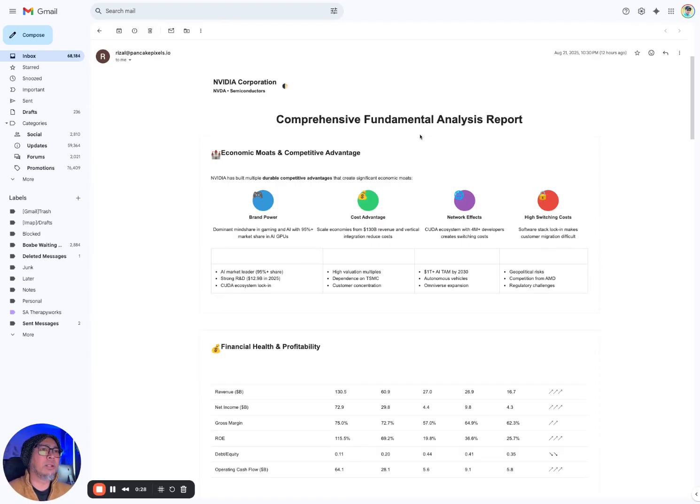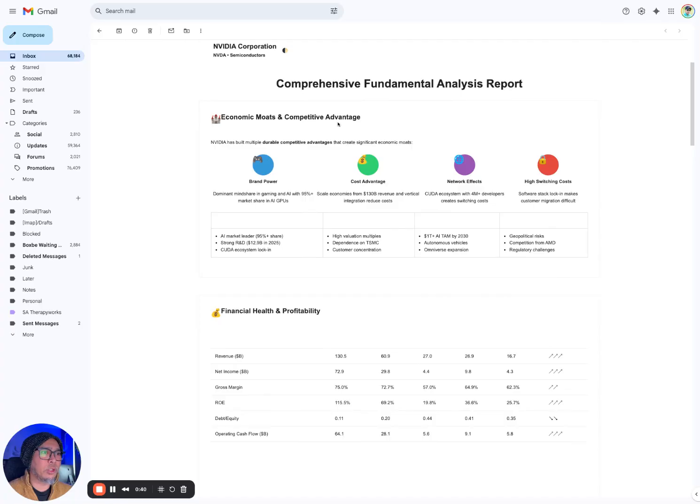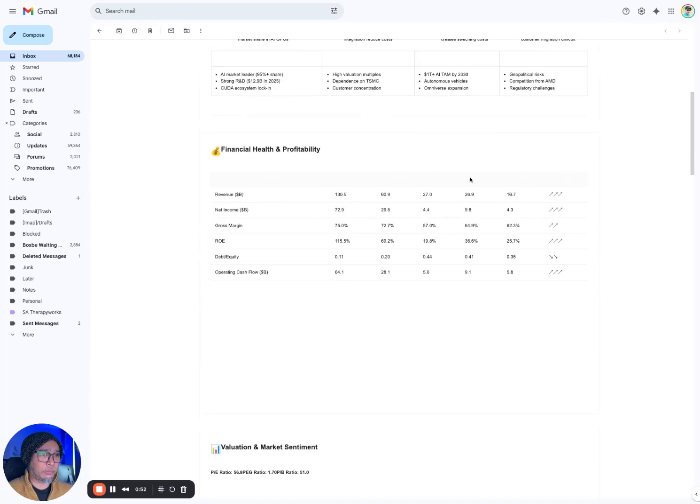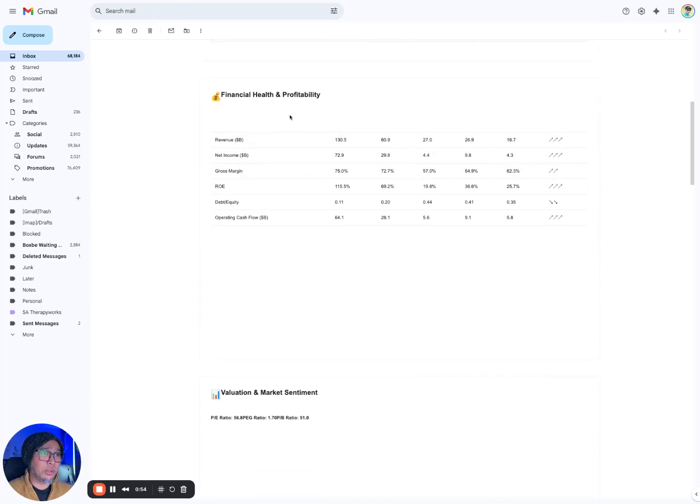Okay, so they will send you the NVIDIA report, and then you will see the comprehensive fundamental analysis report. It shows you the economic moats and competitive advantage. It will break down for you all the most recent data that the system can find. The cost advantage, network effects, financial health and profitability, as what we mentioned earlier.